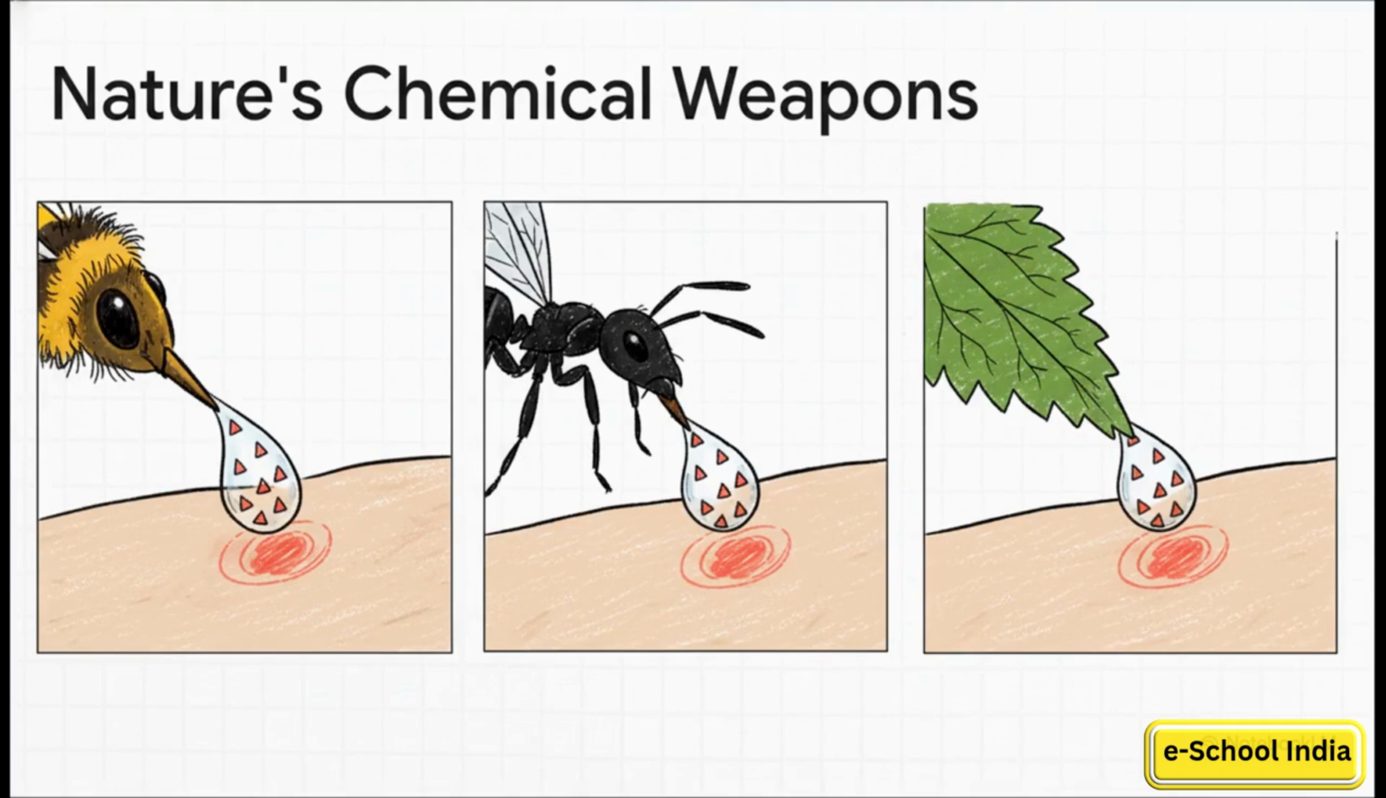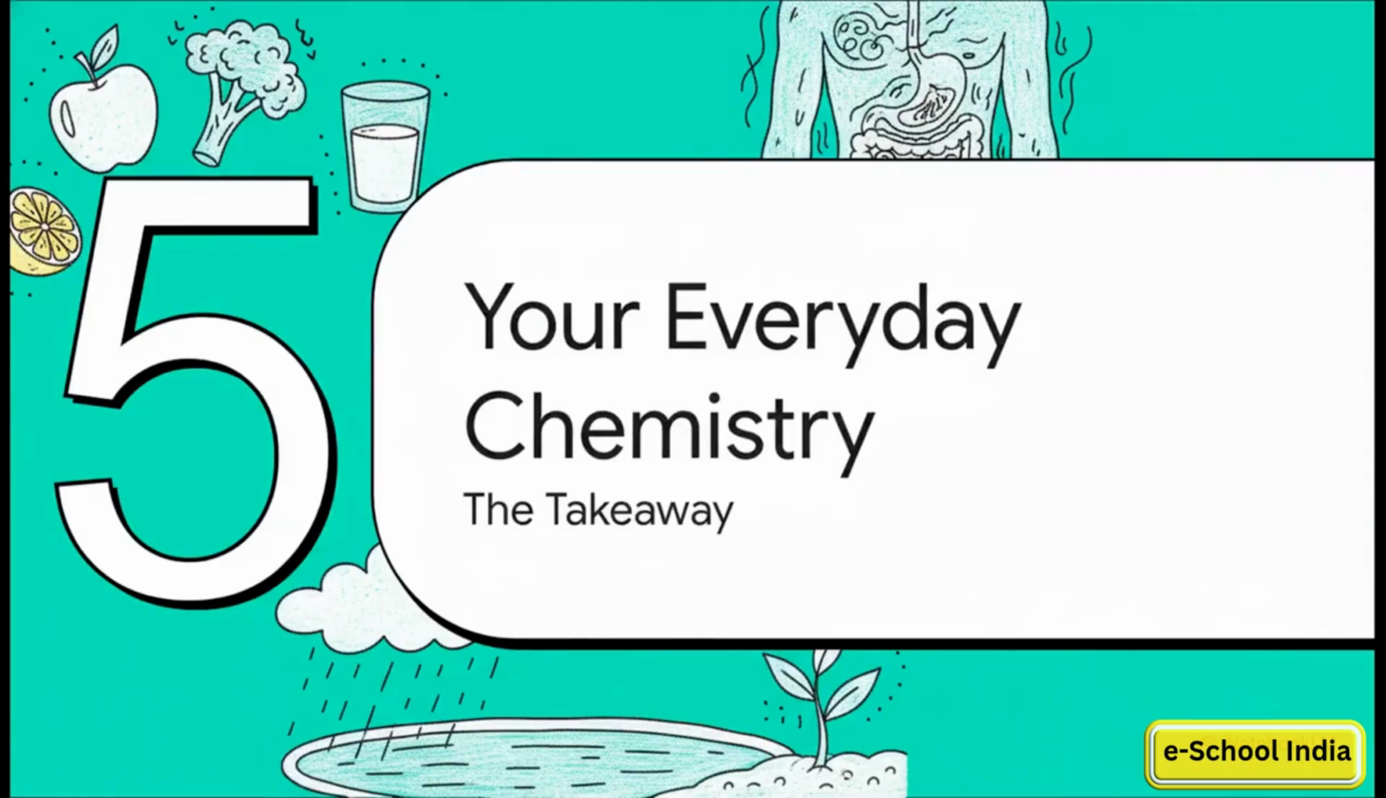Even cooler, nature has turned this chemistry into literal weapons. Ever wonder why a bee sting burns so much? Or a run-in with a stinging nettle plant? That's because they are injecting acid directly into your skin. It's a super effective defense mechanism, all powered by pH. So, we've gone from rainwater to your stomach to bee stings.